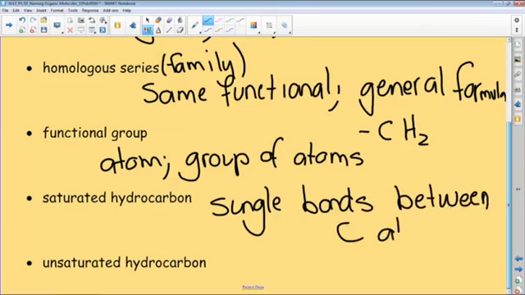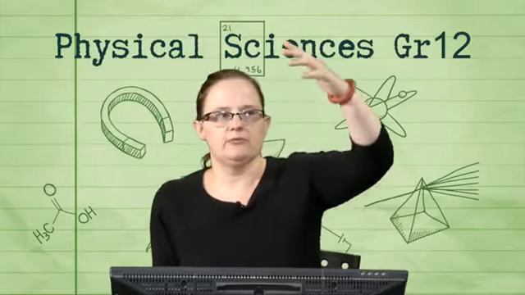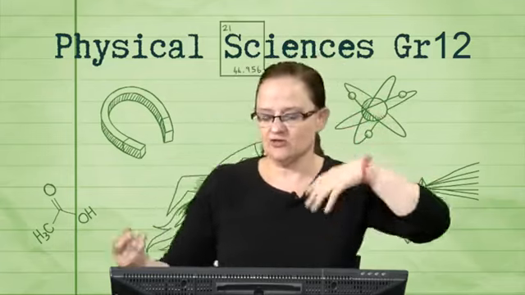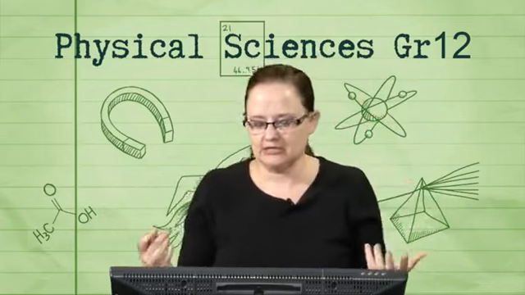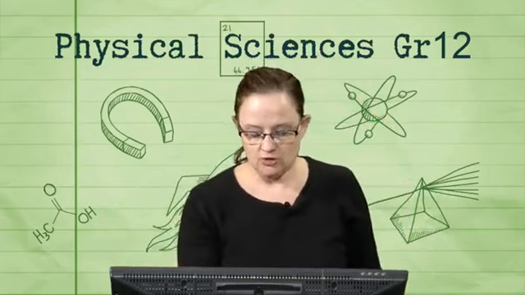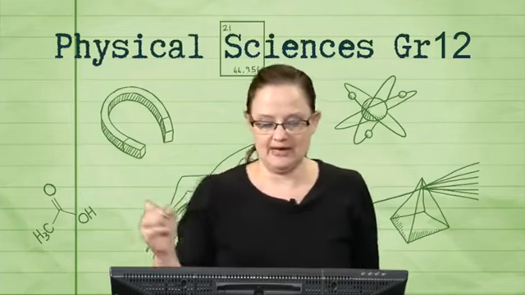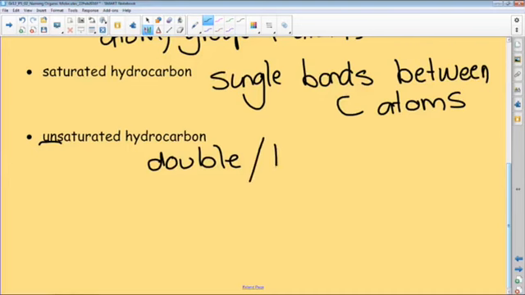This is really important because sometimes we get confused with some of our functional groups because they have double bonds in them, but it's between a carbon and an oxygen. So that doesn't really help us in terms of saturation, okay? So saturated hydrocarbons, single bonds between carbon atoms. Unsaturated is double or triple, okay? There's double or triple bonds between carbon atoms.